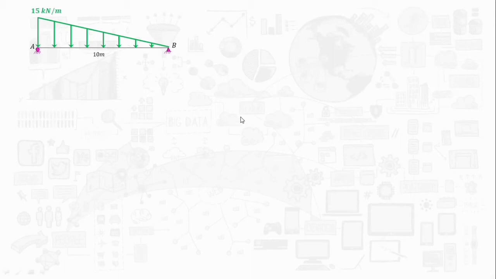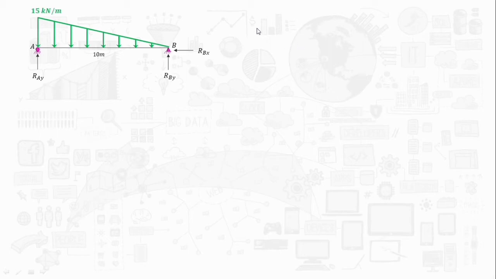Now, let us solve another problem involving non-uniformly distributed load, which is pabaliktad naman. So, nagsimula siya sa 15, papunta sa 0. So, meron tayong support na roller. Ibig sabihin, meron tayong RAY. Then, sa B, meron tayong RBY and RBX kasi hinge support siya. So, a span of 10 meters, i-determine muna natin yung mga reactions.